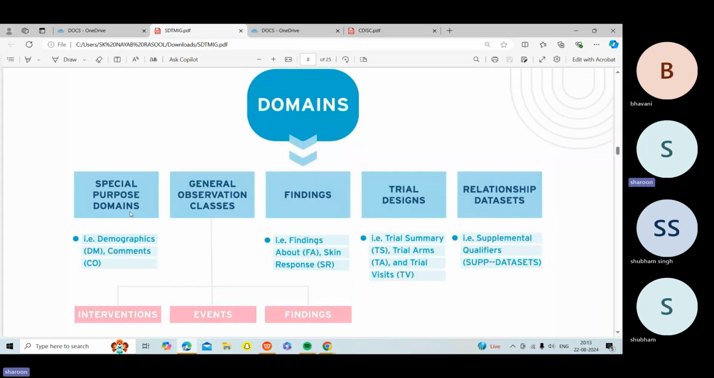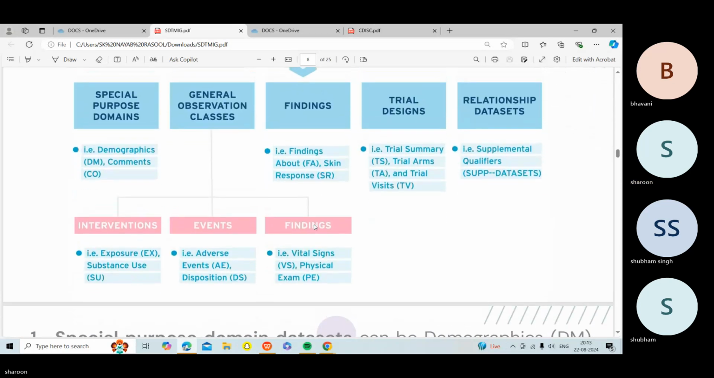Special purpose domains, general observation classes, findings, trial designs, relationship datasets. So under special purpose domains, that is demographics, comments, and findings, that is findings about skin response. Trial designs, that is trial summary, trial arms, and trial visits. Relationship datasets, that is supplemental qualifiers.